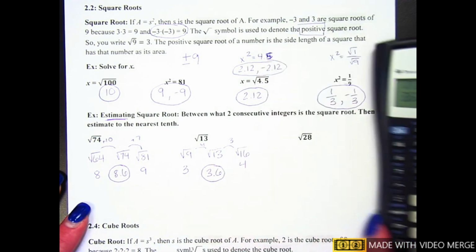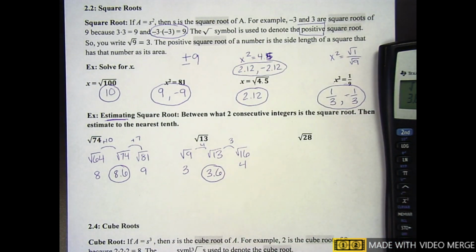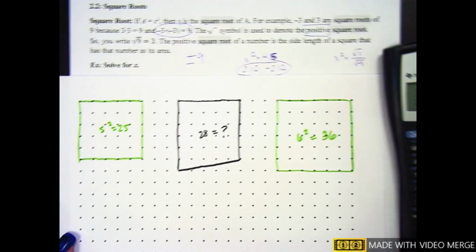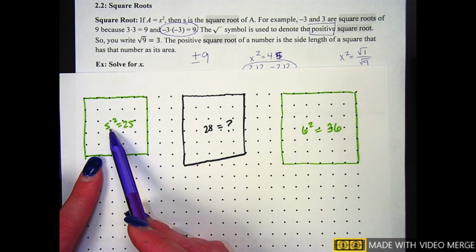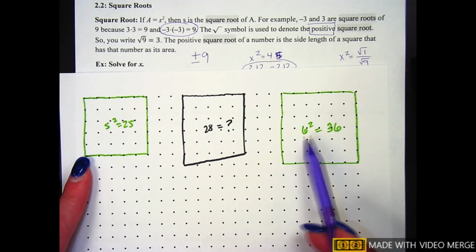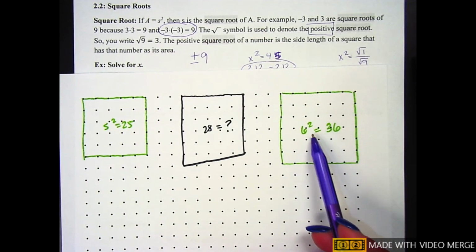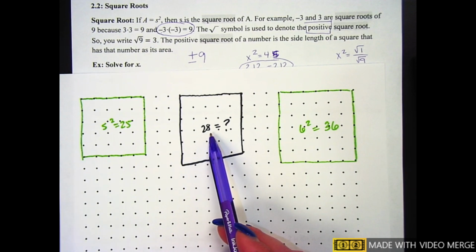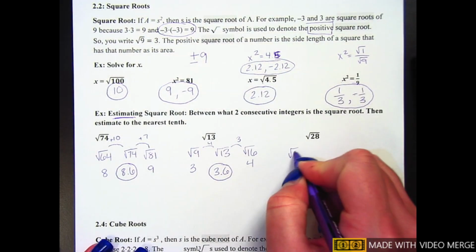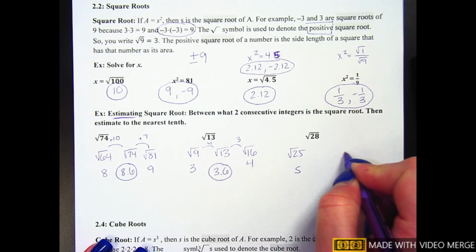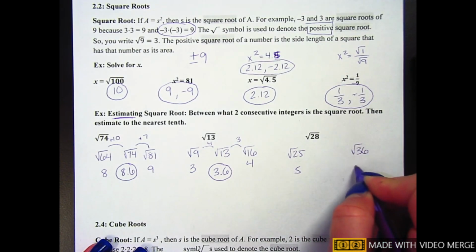All right, let's try one more. The square root of 28. On your practice today, again, you'll see these dot graphs. So 5 times 5 made 25 boxes, and 6 times 6 made 36. Where would 28 be? I know it's between these two. So the square root of 25 was 5, and the square root of 36 was 6.